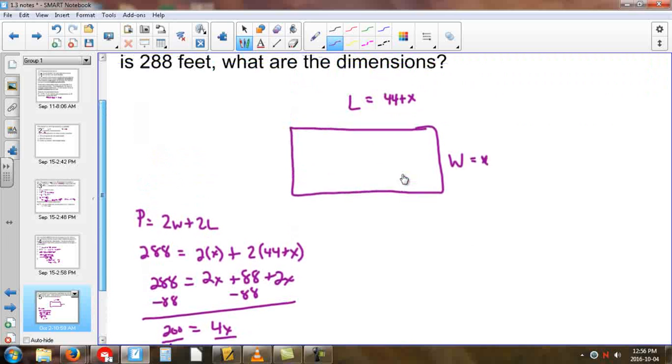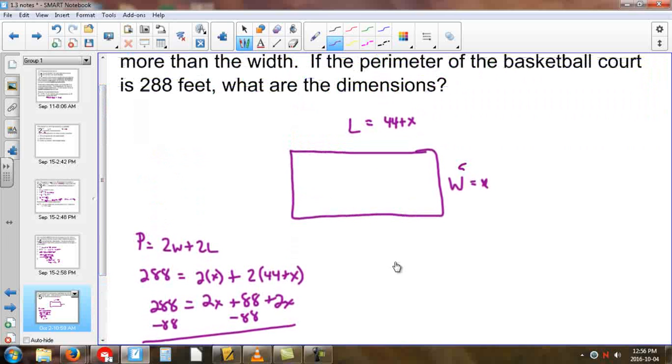So the question is, does that make sense? For this to be 50 by 94, is it 44 more? Yes. If I add it up, am I going to get 288? The answer would be yes there as well. So what are the actual dimensions? It's 94 feet by 50 feet.